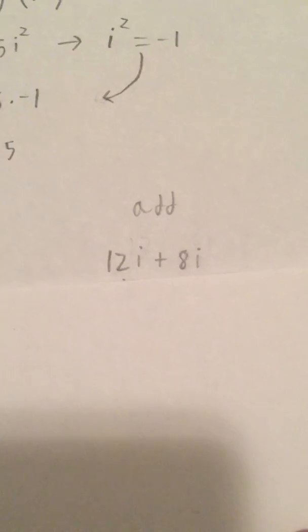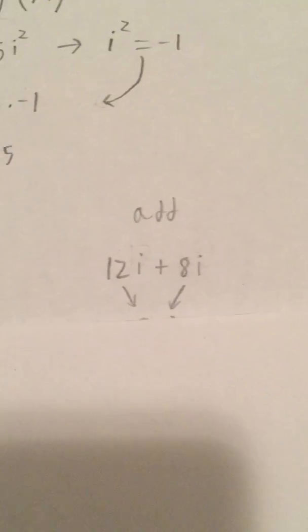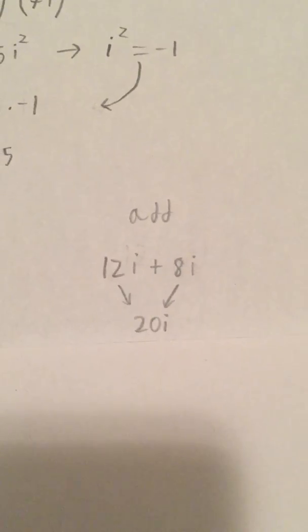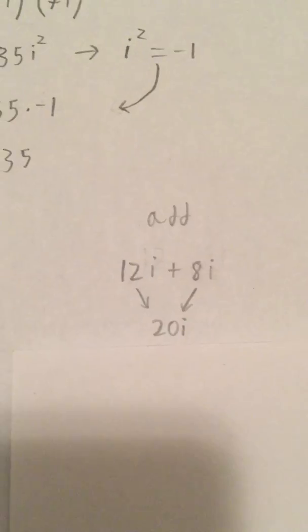Addition would work similar to subtraction. 12i plus 8i would equate to 20i. This is due to the fact that 12 plus 8 equals 20.